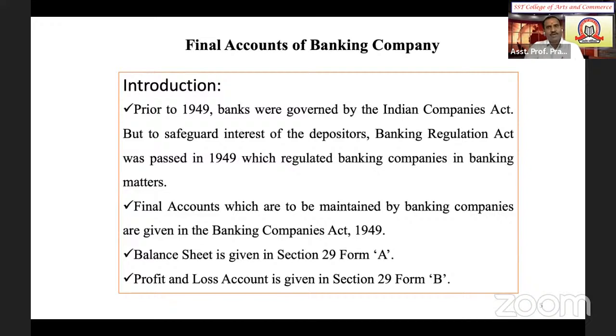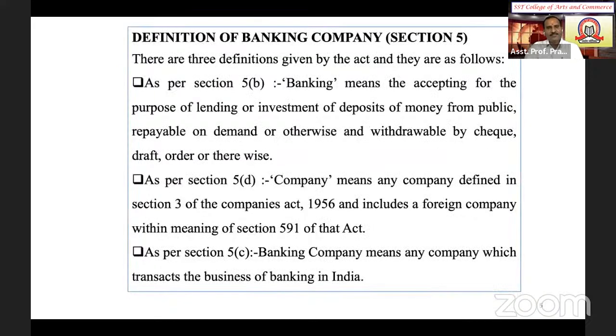In this module, the university can ask 3 types of questions. One is rebate on bills discounted. Another is computing the provision on advances. The third is final accounts, either the balance sheet or profit and loss account. Sometimes a combined problem can also be asked, with both the profit and loss account and balance sheet. As you know, banking is a very huge sector. Banks deal with lending money, deposits, and all these parts.